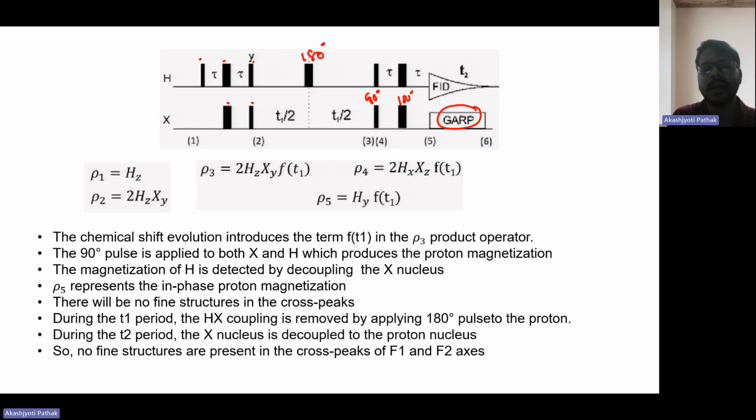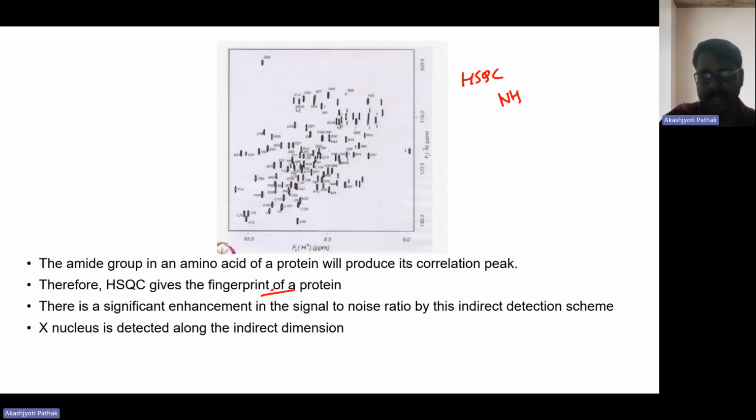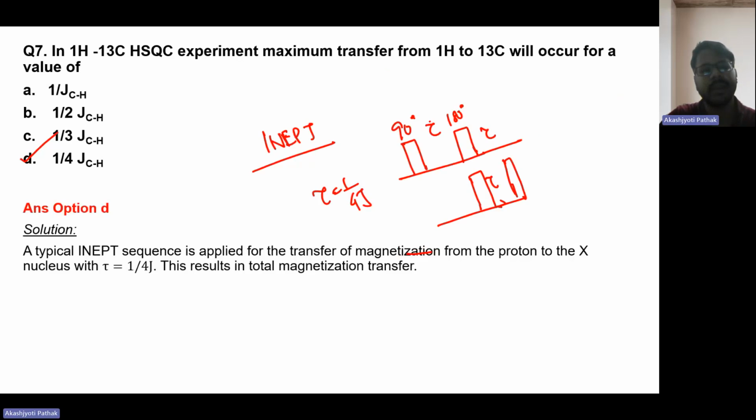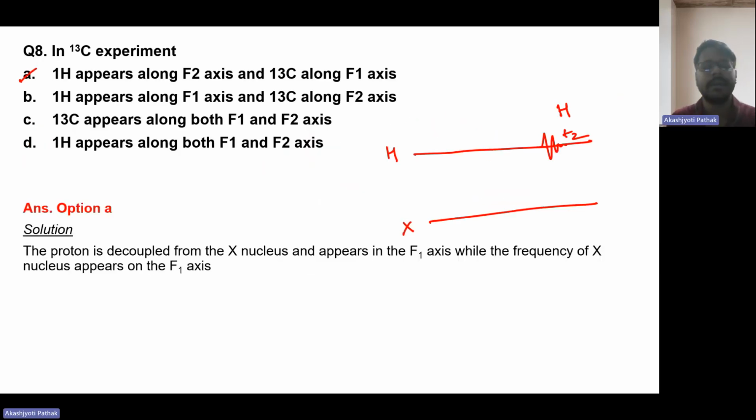You are decoupling the X nuclei by applying this decoupling. And so you are detecting this proton in the T2 period and the X nuclei in the F1 period. The proton is decoupled from the X nuclei and appears in the F1 axis, while the frequency of X nuclei appears on the F1 axis. Okay.